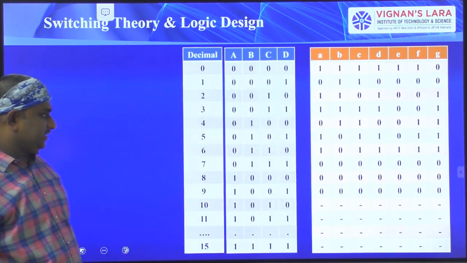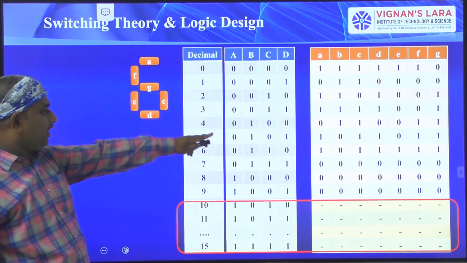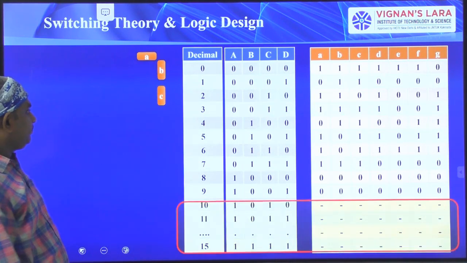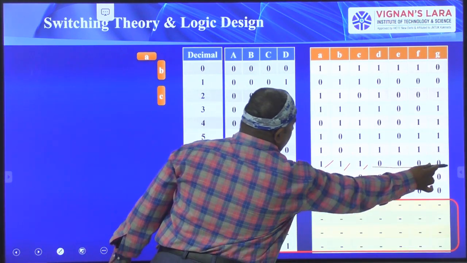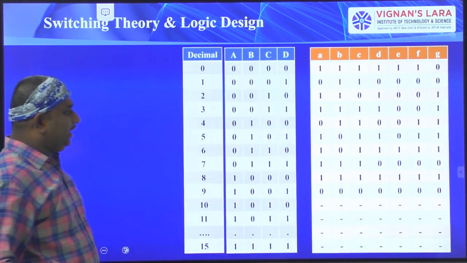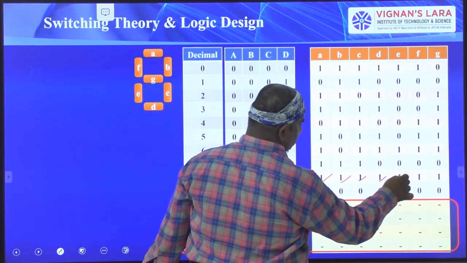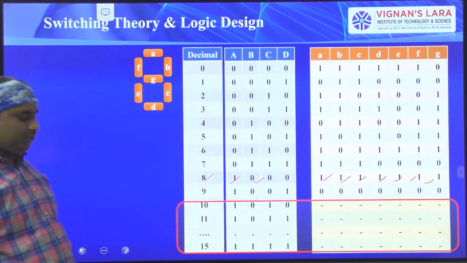Next, in the same way 6 also, see here B is not available. Here I have not displayed the B. Next, coming to 7. So for 7, A, B, C only. A, B, C. Remaining all are off here. Next 8, all are ones. So here for 8, all LEDs are going to be on.